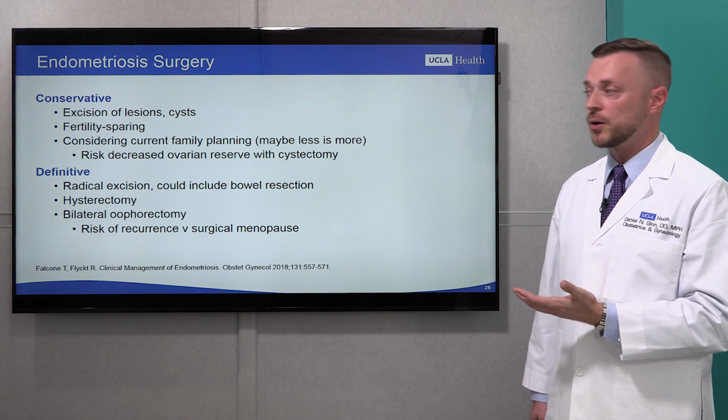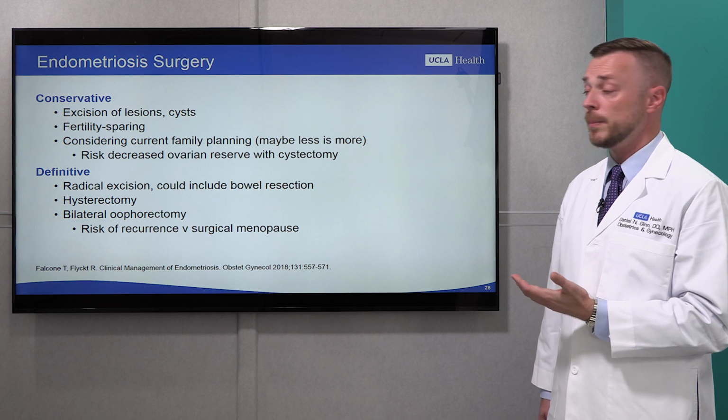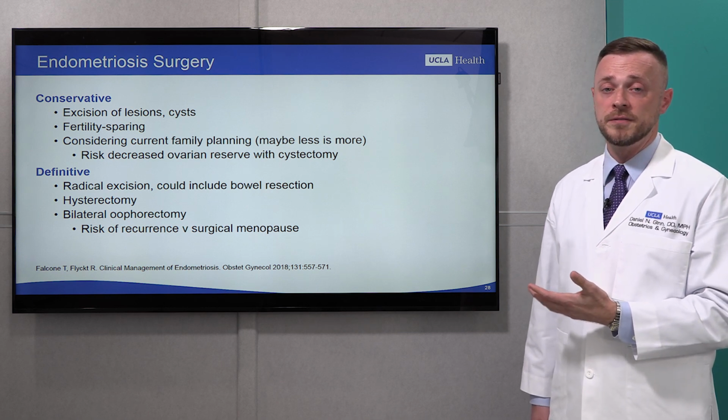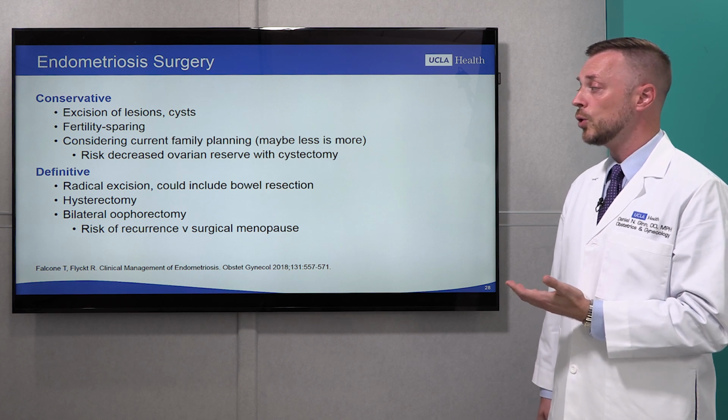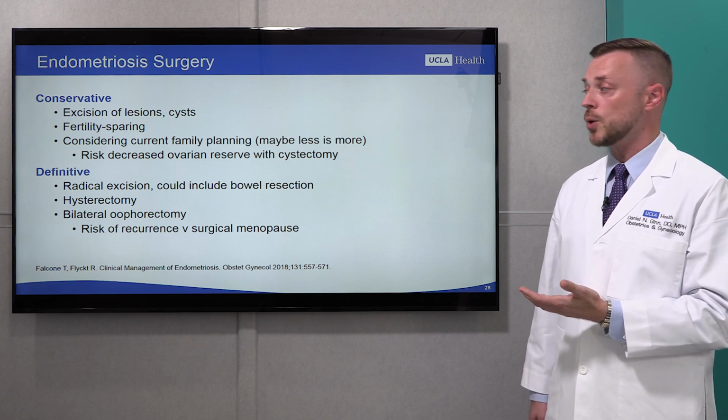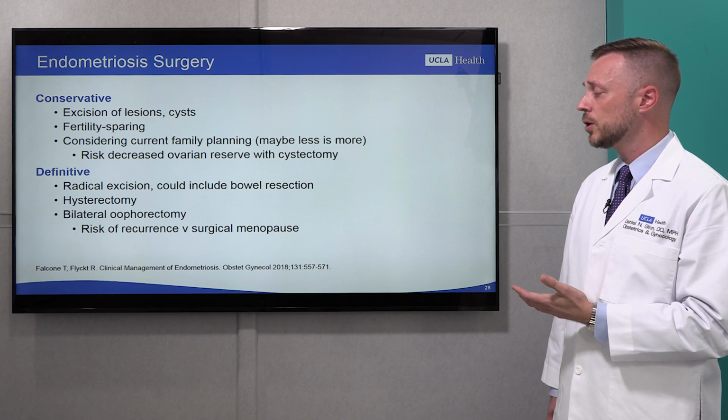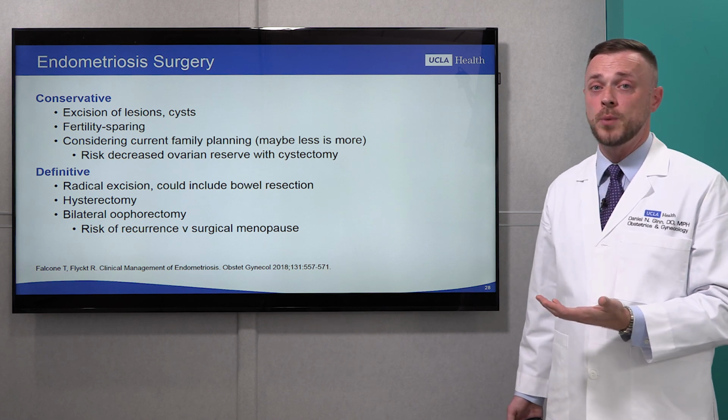Definitive surgery is more radical, and in these instances it could include a bowel resection if there is an area of the bowel that's affected by endometriosis, but also hysterectomy or bilateral oophorectomy, often called a BSO. The rates of recurrence versus surgical menopause have to be weighed though.